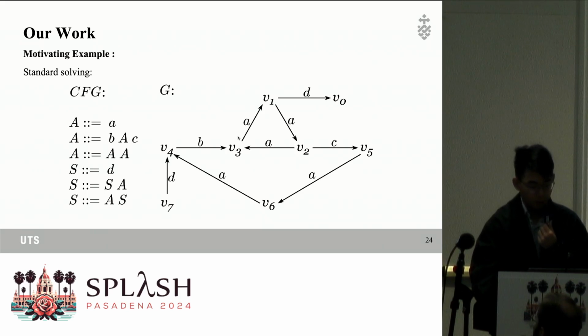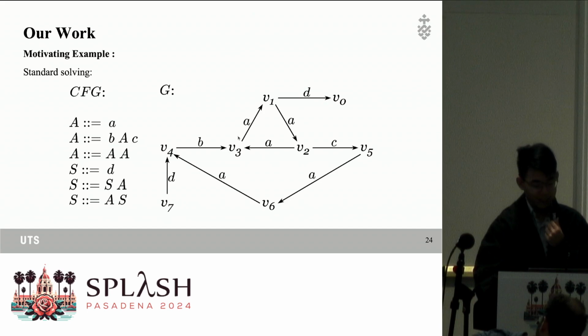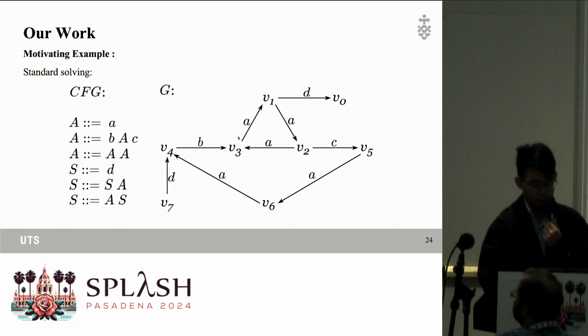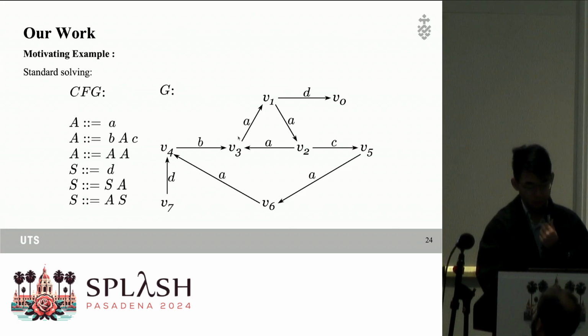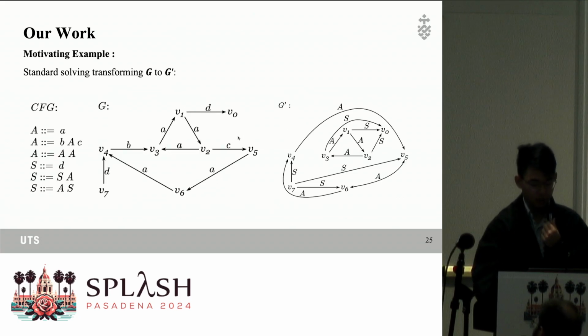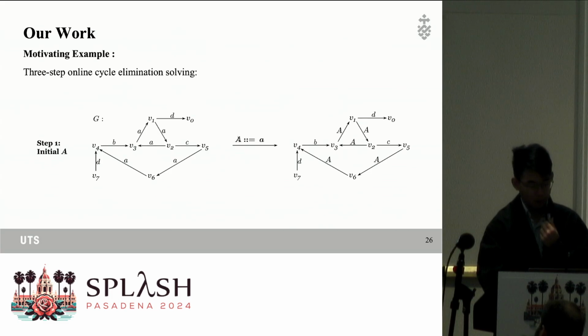On the right-hand side we have a CFG. The main gist here is we have a symbol which can be generated and is transitive along this graph. If we solve this graph on the right-hand side, then we generate a much more complicated solved graph, G prime. We can see that in the middle of this graph, a lot of S edges are being transferred along these two cycles. So instead of doing this, we can have a new three-step online cycle elimination solving.